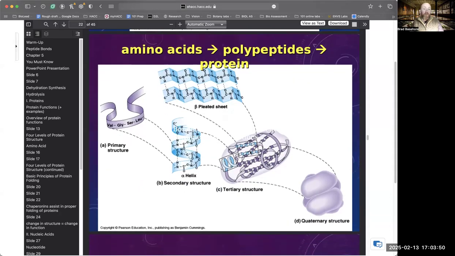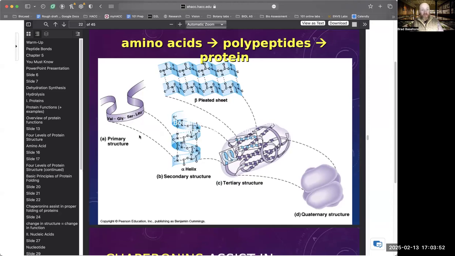Here are all four steps in order. Step one, long chain of amino acids. Step two, the backbone interacts. You form these helices and flat sheets. The third level of structure, these are your R group interactions: polar, nonpolar, acids, bases, disulfide bridges, all of that stuff. And then at the fourth level of structure, multiple subunits come together to make the final functional protein.